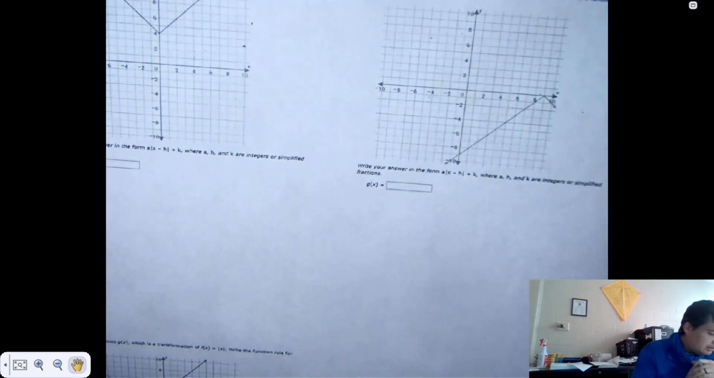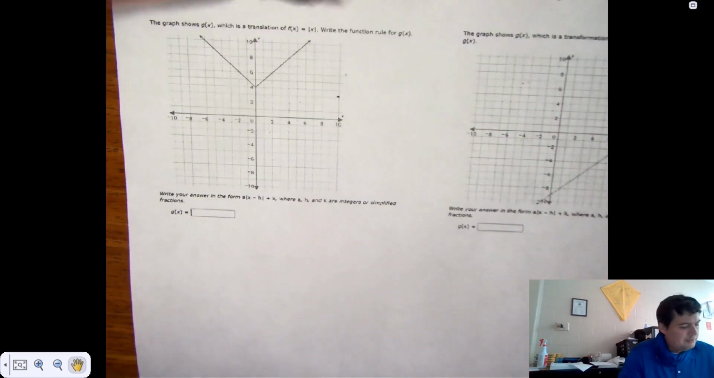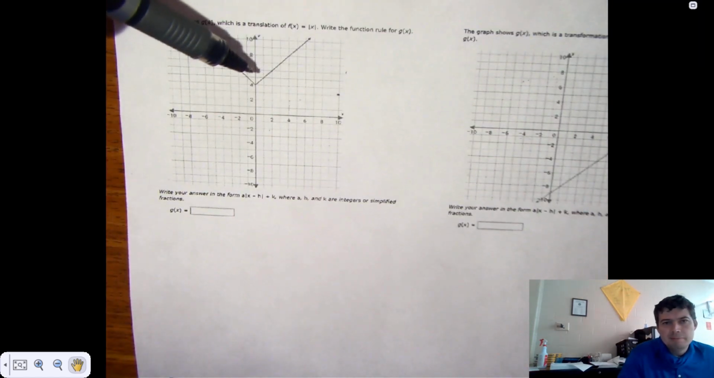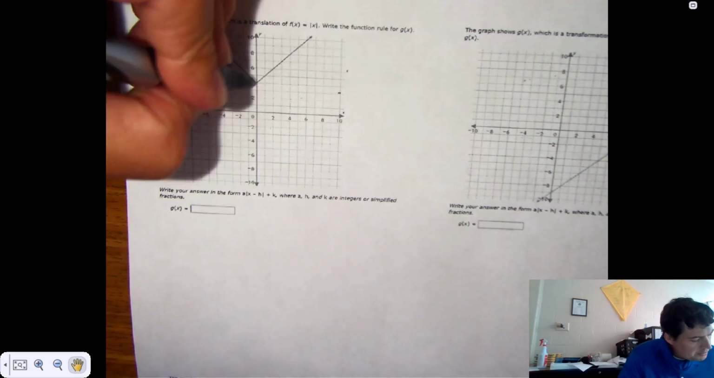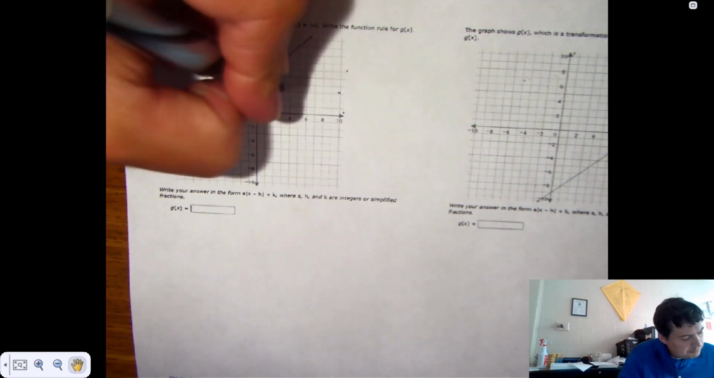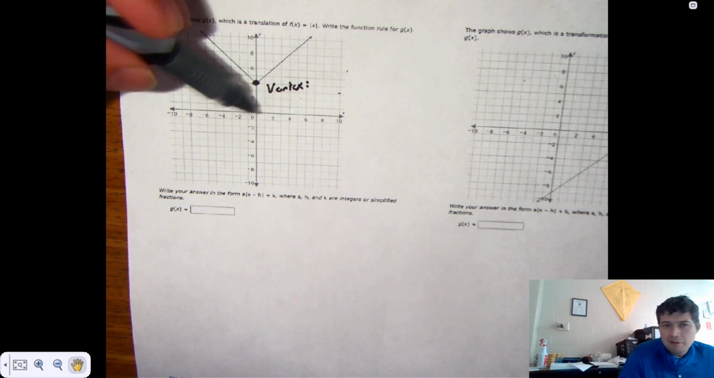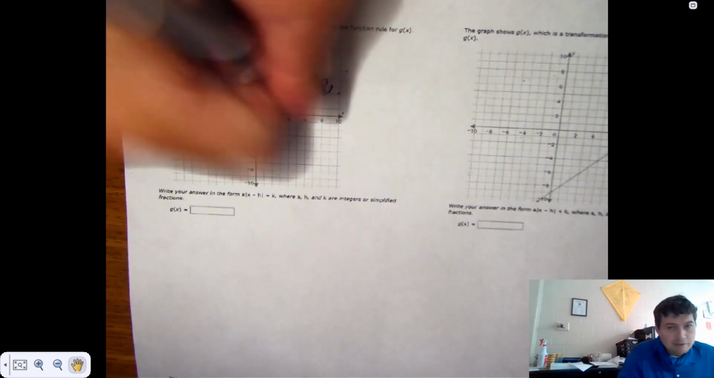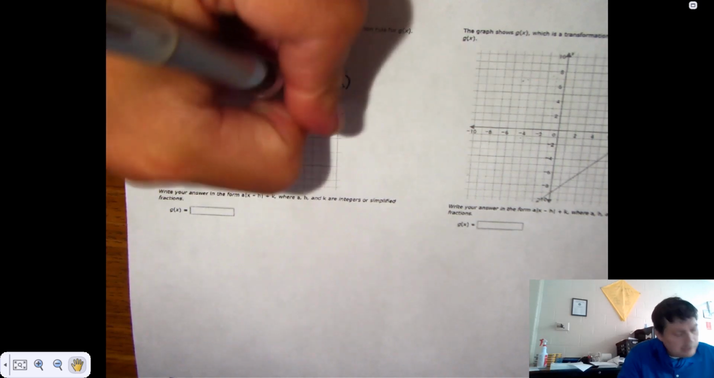All right. Let's do one of these, because baby steps, right? Baby steps. Here's my most important part, my vertex. The coordinates of my vertex: I didn't go anywhere on the x-axis, 0, and I went up 4. And again, that's your h, that's your k.